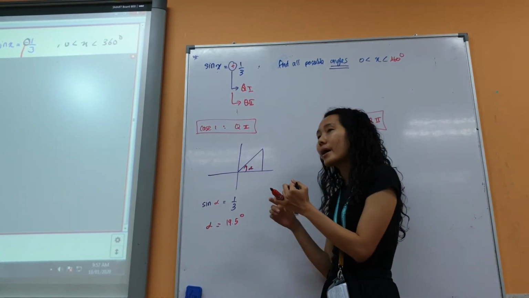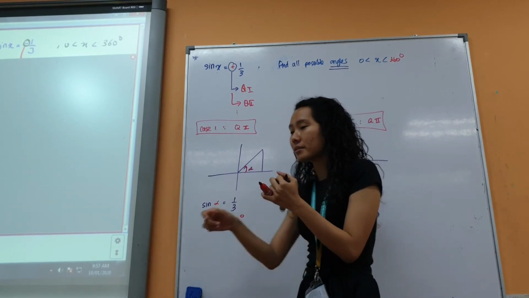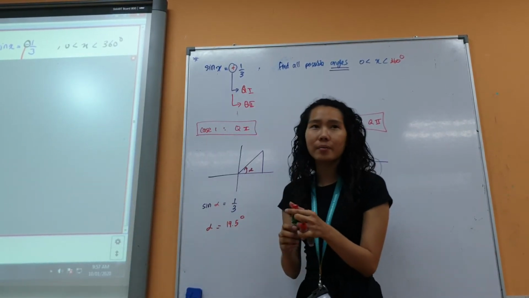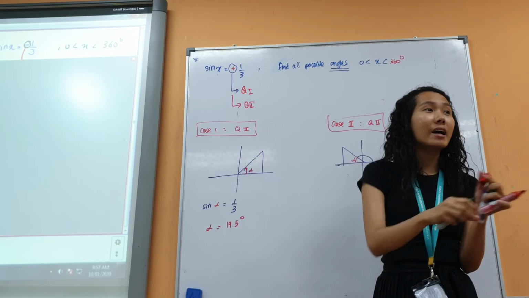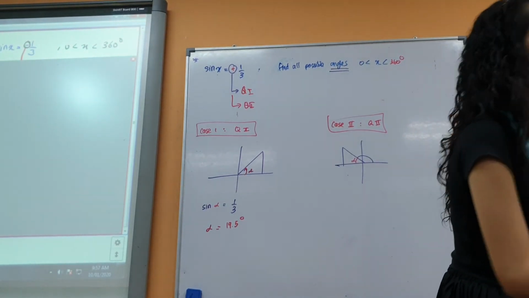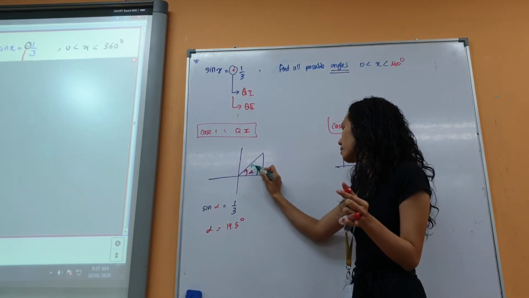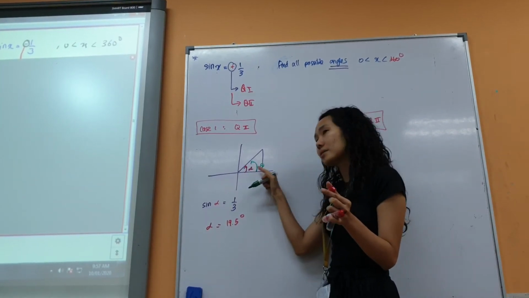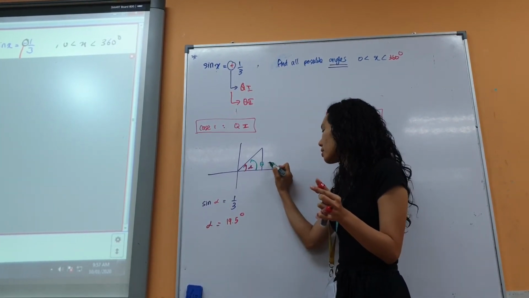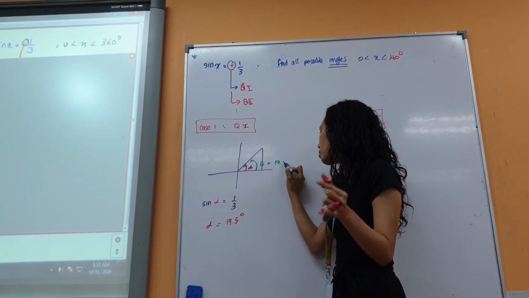Now, why do I want this? Because I'm not interested in alpha. I'm not interested in the reference angle. I'm interested in the actual angle. Okay? Now, actual angle is always read from here. So now, is my theta the same as alpha? Yeah. So here, the answer is 19.5.